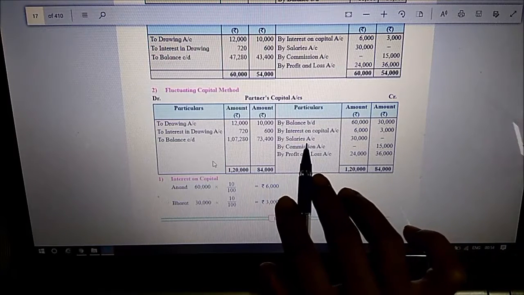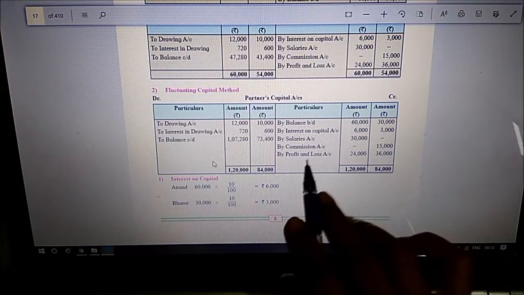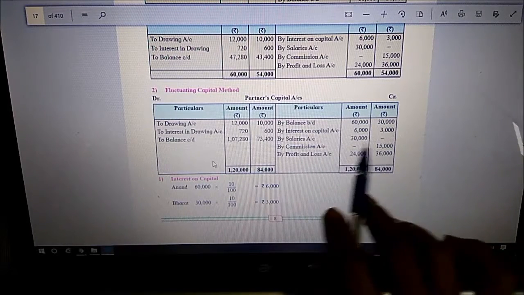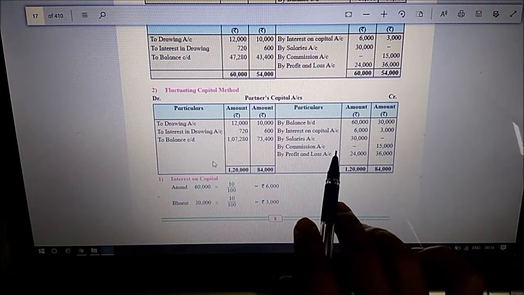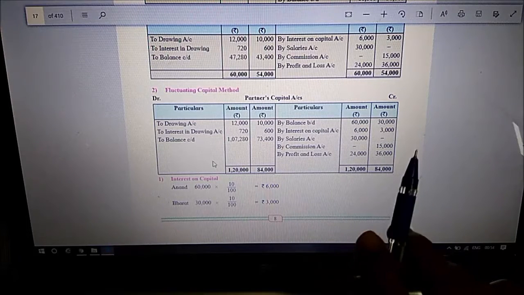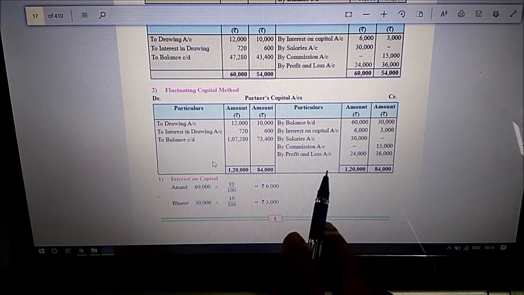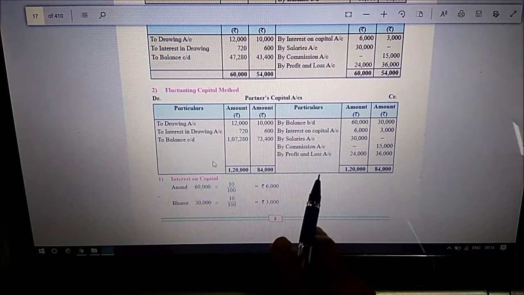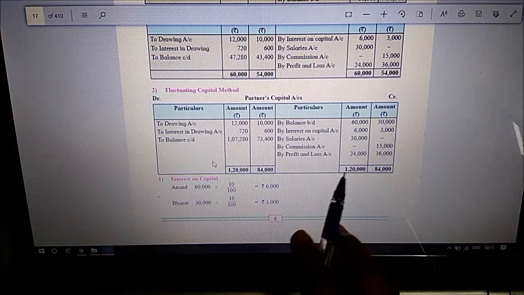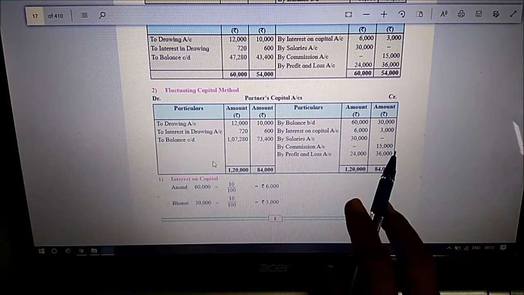In the salaries account, Anand was getting 2,500 per month, and you need to calculate for 12 months. So for 12 months he will get 30,000. In the commission account, net sales was 5 lakhs, and 3% was the commission charged on it. So Bharat got 15,000 as commission.